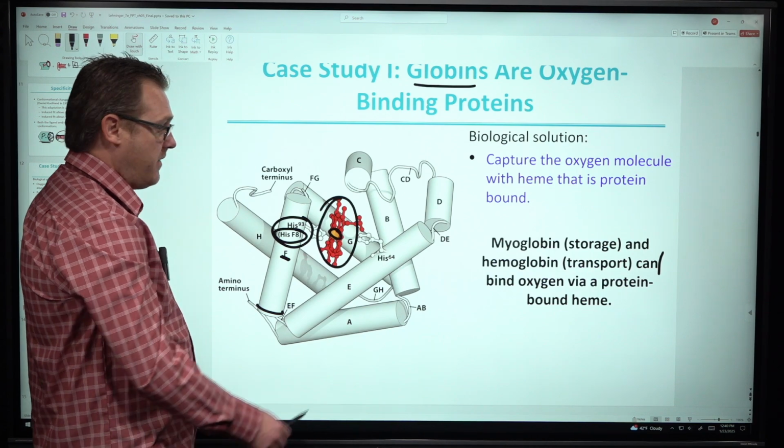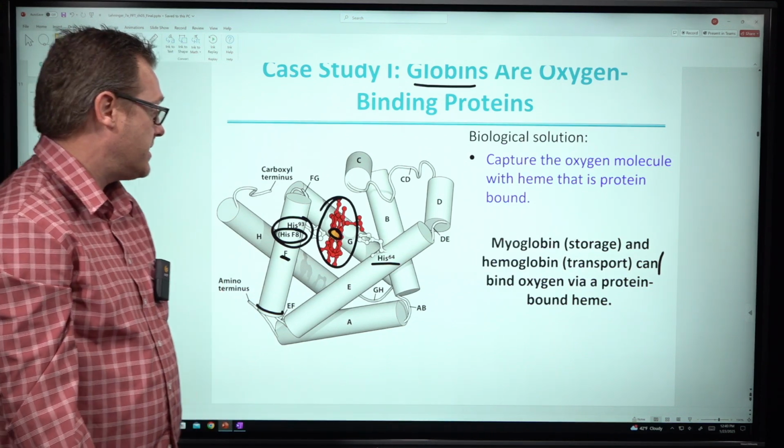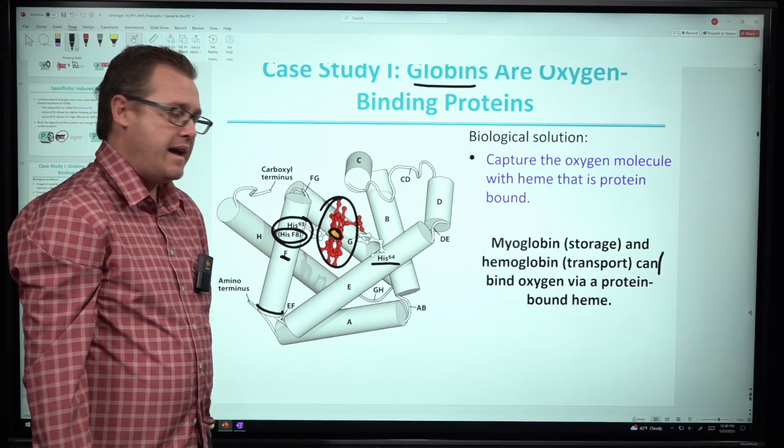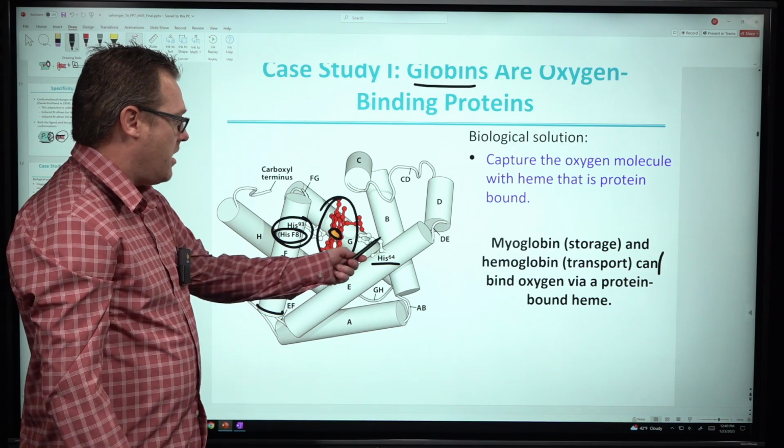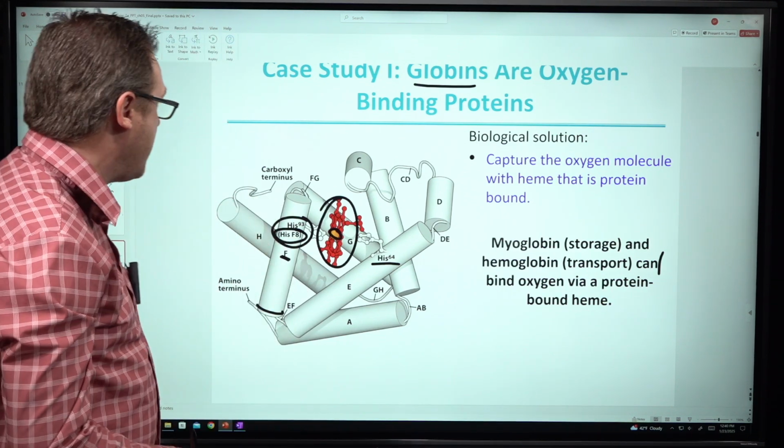And then we have this histidine right here. This is called a distal histidine. We'll talk more about that in a moment. But that's also going to come up in our discussion as well. So we're highlighting those.